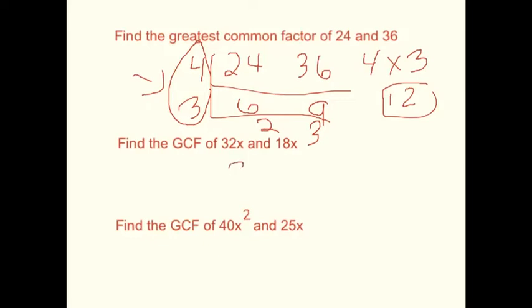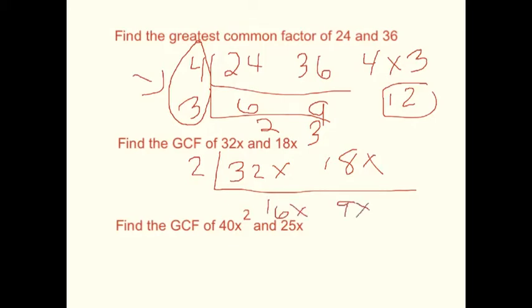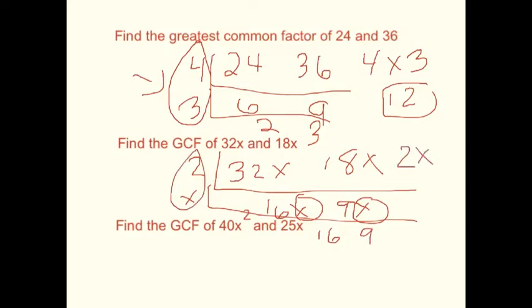So let's go ahead and try something with a variable now. We have 32x and 18x. So first I'm going to factor out the numbers. So I'm only going to focus on 32 and 18. And my common factor there is 2. So I'm going to do 16x and 9x. And then I go, there are no numerical factors of 16 and 9, but I do see a common x there. So I'm going to go ahead and factor out an x. And I get 16 and 9. Now there's nothing else that's in common there, so I'm going to multiply my number and my variable, and I'm going to get 2x is the greatest common factor between 32x and 18x.